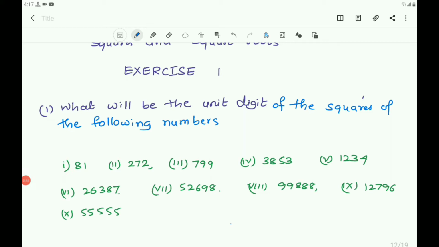The first question of this exercise is, what will be the unit digit of the squares of the following numbers? Here 10 numbers are given, and we have to find the unit digit of their squares. The unit digit of the square of a number depends upon the unit digit of the number, and you know that, as it was learnt in the previous video.